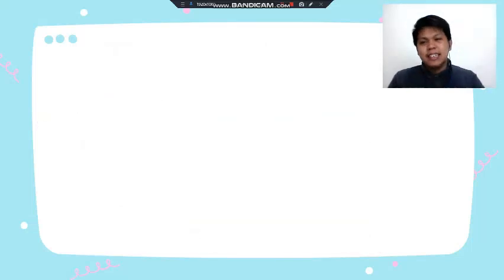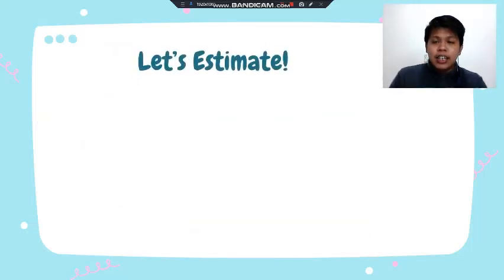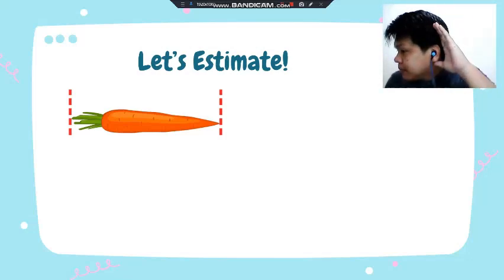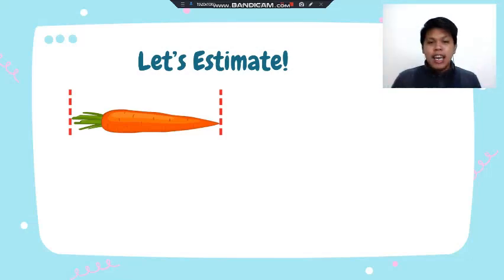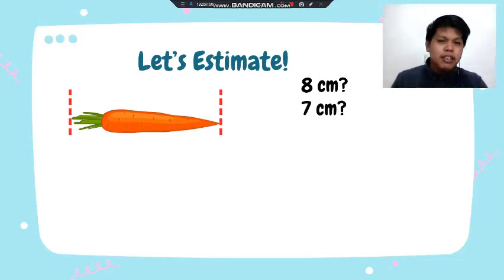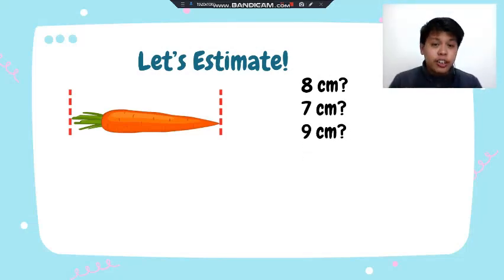Now let's try estimating. Okay, so here is number one example. So I have here a carrot. Now, I want you to try to give me an estimation. Can you give me an estimation? Okay, so if you said centimeters, then you are on the right track because a carrot is not a big, big object. So probably you said around 8 centimeters, 7 centimeters, 9 centimeters, or other lengths or sizes.